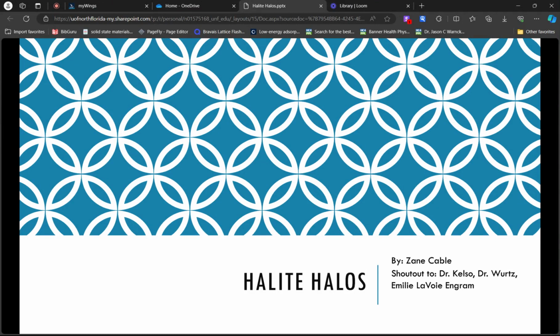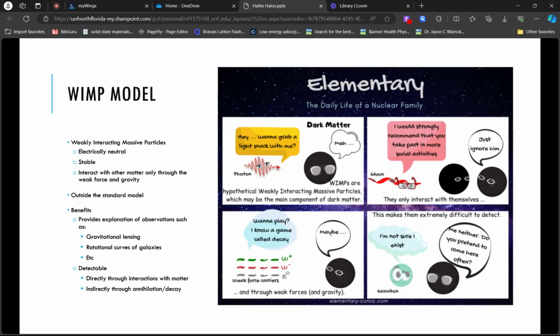So, for some background, we're going to talk about one of the more powerful models for dark matter that we have going right now. It's called the WIMP model, weakly interacting massive particles that are electrically neutral and don't interact with the electromagnetic spectrum. They're very stable, and they only interact with other matter with weak force and gravity. They are outside of the standard model for particle physics.